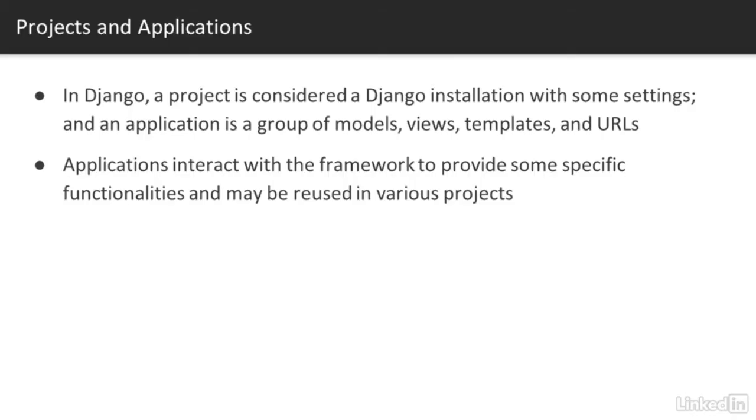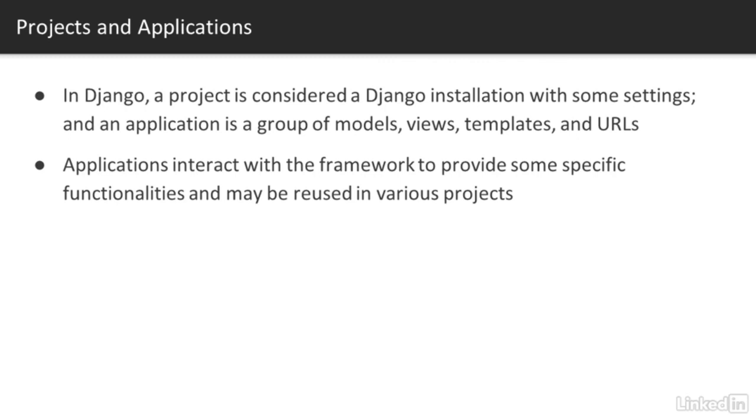We'll now take a look at projects and applications. Throughout this course, you'll read the terms project and application over and over. In Django, a project is considered a Django installation with some settings, and an application is a group of models, views and templates, and URLs. Applications interact with the framework to provide some specific functionalities and may be reused in various projects. You can think of the project as your website, which contains several applications like blog, wiki or forum, which can be used in other projects.